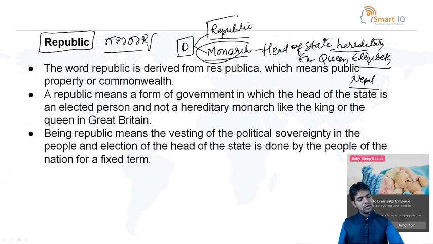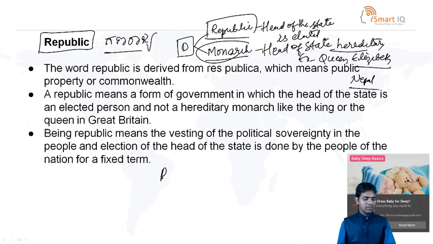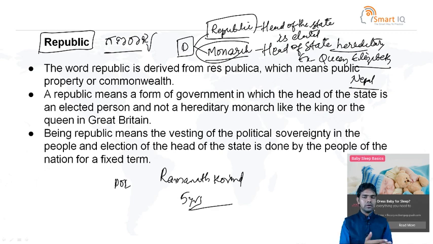In a republican democratic system, the head of the state is elected. For example, in India, the head, that is the president, is elected indirectly, and the method of election is not a matter; the head of the state should be elected for a fixed term. For example, Ramnath Kovind, our President of India, is elected indirectly through representatives for a fixed term of 5 years. This is a republican country.